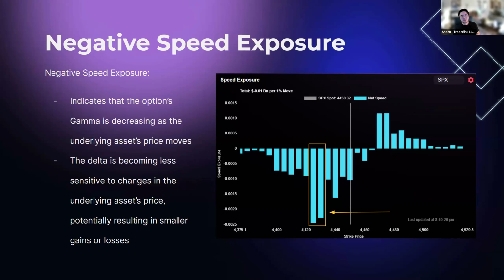Negative speed exposure. Negative speed exposure indicates that the option's gamma is decreasing as the underlying asset's price moves. So what does that mean? The delta is becoming less sensitive to changes in the underlying asset's price. So as the stock moves up, a good way to think about it is, let's say you're looking to go long, however, you see these negative speed exposures. Those are not the contracts you want to look for when you go long.